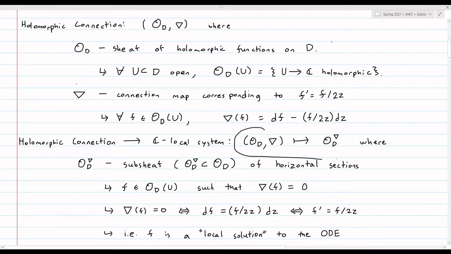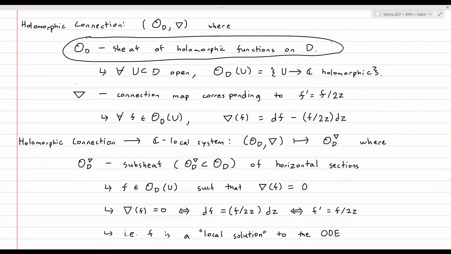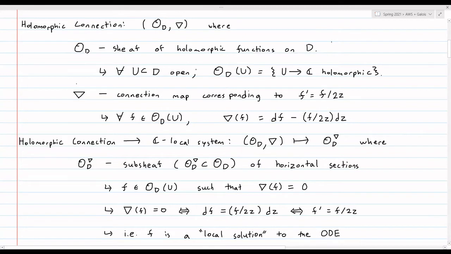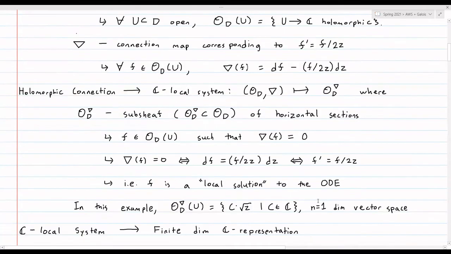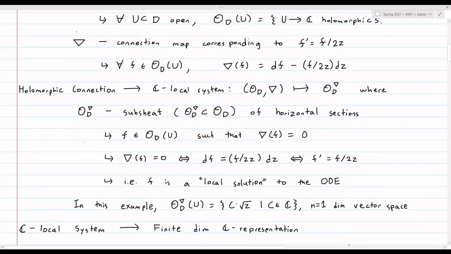And this map that goes from holomorphic connections to complex local systems, at least in this example, is taking those ODEs. Okay, so in this case, locally we have a free sheaf, and the corresponding sheaf of horizontal sections is going to be the local solutions to the ODE. Maybe that didn't make a lot of sense, but it will make more sense as I give more concrete definitions. Right now, I'm just giving you an example.